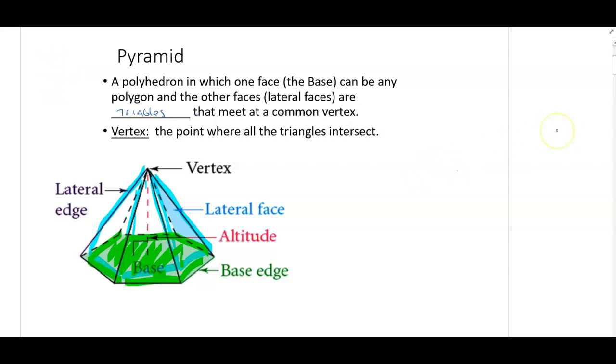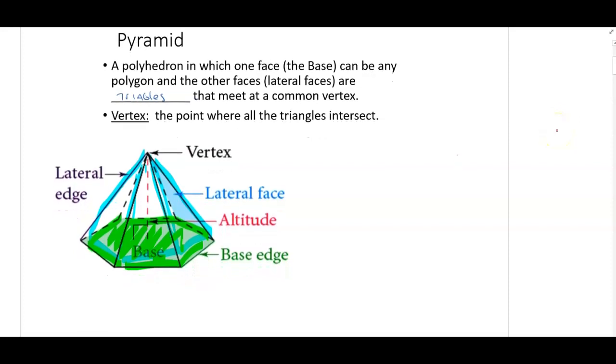triangles as lateral faces. Okay, so when you look here, you have your lateral edges, which are basically where two faces meet. But then you have all of these triangles meeting at a vertex, which is the point where all the triangles intersect. Now, from there, you have your lateral faces, which are your triangles. Then you have your altitude. Now, this is the tough one. Your altitude is what goes from the vertex perpendicular to the middle of the base. And then you have your base edge right here.